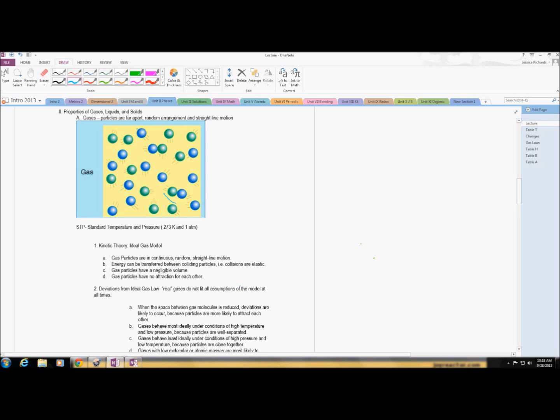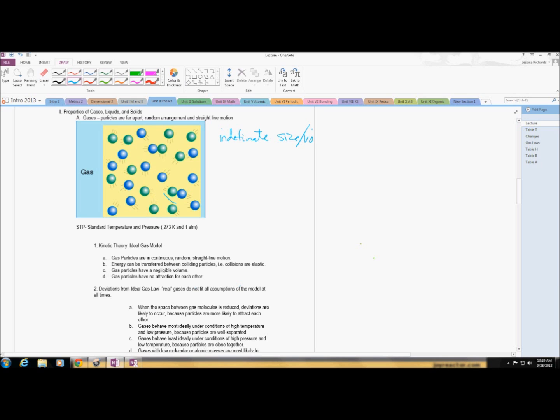Gas particles are far apart, randomly arranged, with straight line motion. These little fancy lines off of the edges of these gases are supposed to imply motion. So they're going to move in a straight line until they hit something. They're either going to hit the side of the container and bounce off, or they're going to hit each other and then bounce off of each other and move in an opposite direction. And they will bounce around and take the size and shape of the container they're in. So we say they have an indefinite size and an indefinite shape.